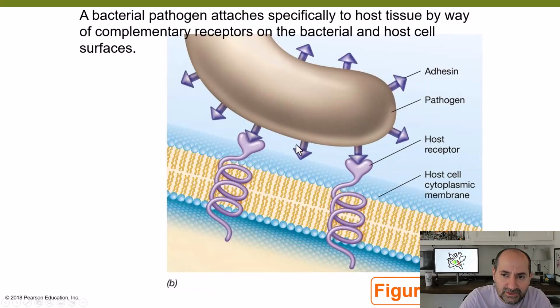Here you can see these adhesin molecules on the surface of this pathogen. And notice how these adhesin molecules bind to specific host receptors. These are proteins on the surface of your cells. And this specific binding allows the pathogen to adhere to the host cell. And remember, that's necessary but not sufficient to cause disease.